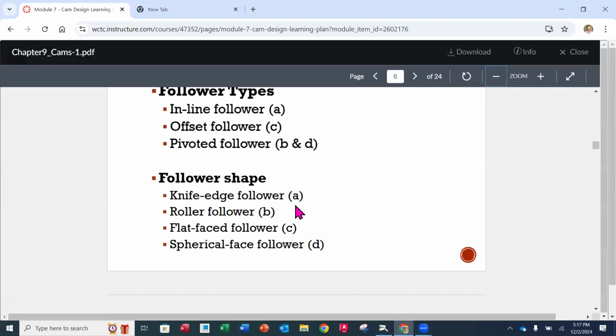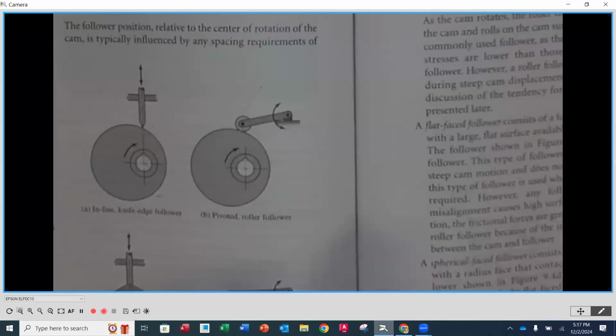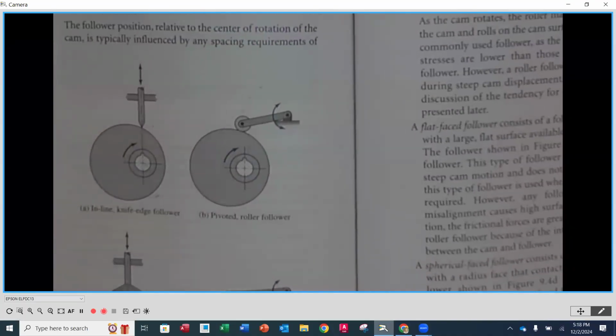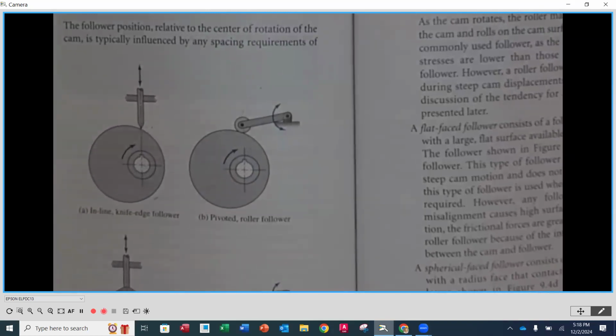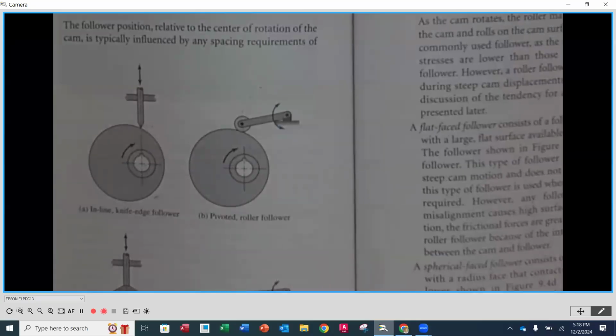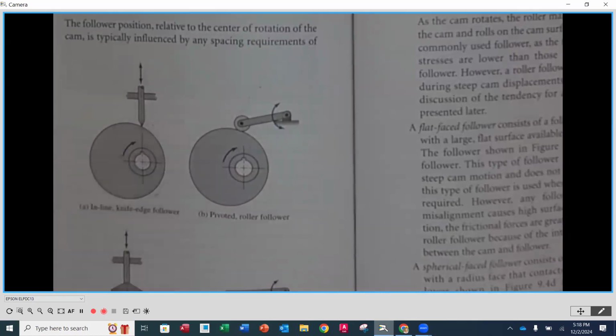Now, as far as follower shape, this can take a lot of different forms, but the four main types we see in that same illustration. So the first one here is going to be a knife edge. Now, in any one of these arrangements, we can pretty much put any one of these different types of cam follower shapes. So the knife edge is simply, it comes to a point almost like a pencil, and it is going to have then contact with the profile of the cam.